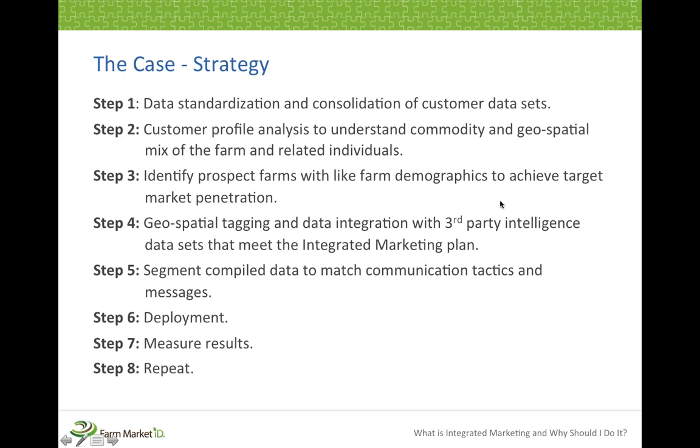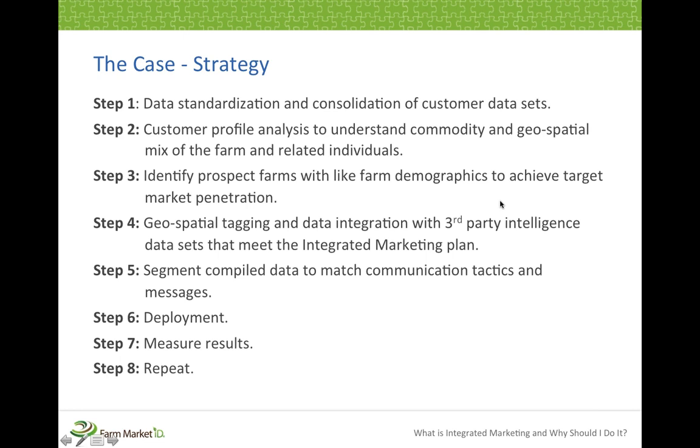We then take that profile and apply it to the farm universe. This helps you identify those farms within your geographic footprint that are most likely to be receptive to your market, as well as most like your existing customers. This will help you achieve your target market penetration.